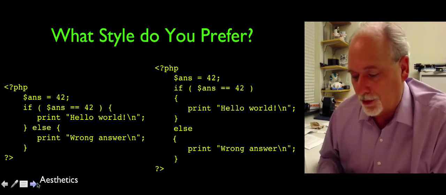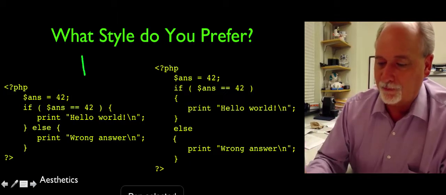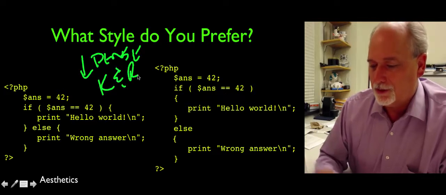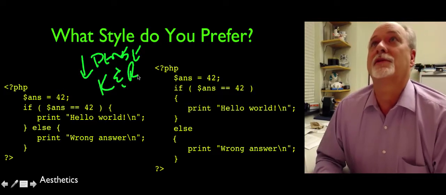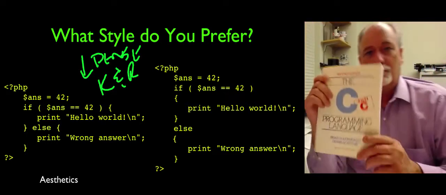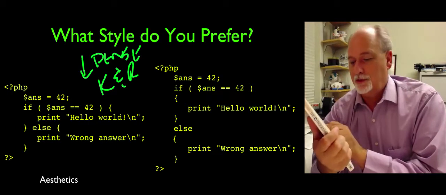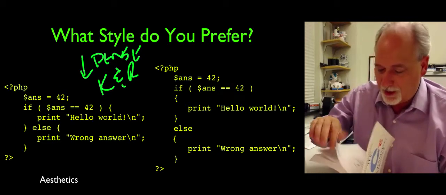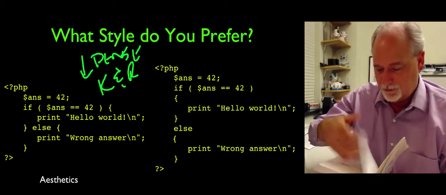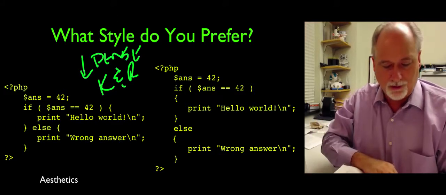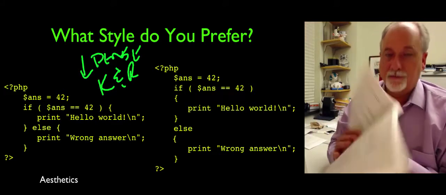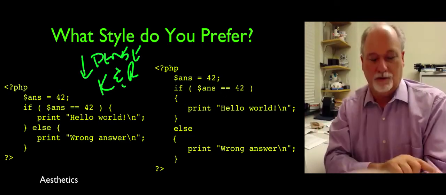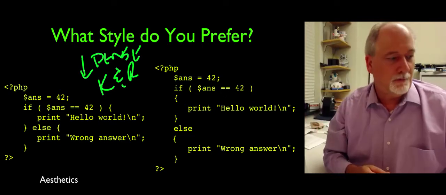It's a good way to start an argument with programmers, whether you like the more dense style. It's the Kernighan and Ritchie style because it came from the original C textbook. Do I have the C textbook? Yes, I do. There's the original C textbook, The C Programming Language from Brian Kernighan and Dennis Ritchie. If we look at the beginning of this, I don't know if you can see it or not, right there is print hello world. So that's the original C book.